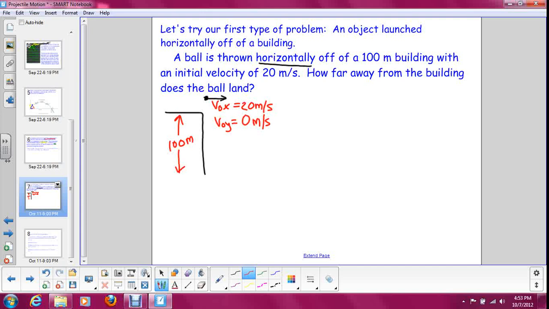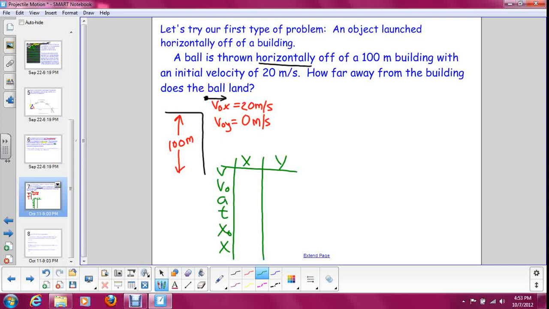So once you have drawn a picture and labeled a few things, the next step is to make a chart of what you know and what you don't know. The only thing that's different about this now is that we are going to have 2 different columns for our chart. We are going to have an x column and a y column. We still have all the same variables that we had before. We have final velocity, initial velocity, acceleration, time, initial position, and final position. But now it's going to be different for the x and the y. And this is what I mean by keeping them separate.